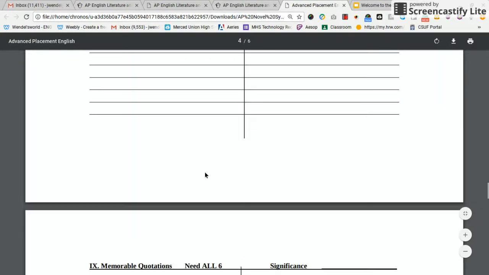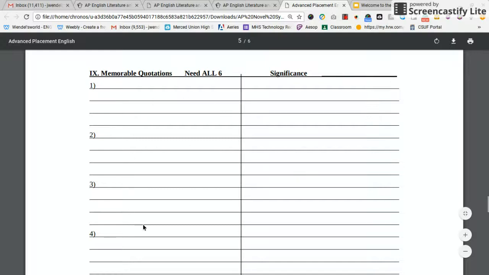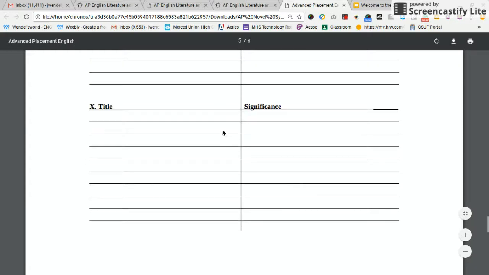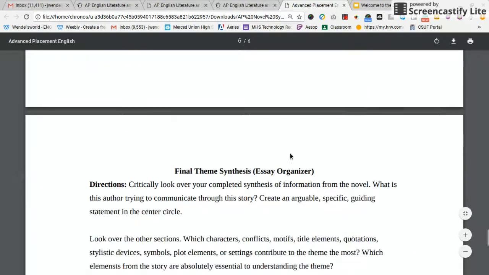Down here, memorable quotations, probably spoken by the actual characters in the novel, and what the significance of them are. And then, of course, this is really connected to the theme oftentimes, is that title, Great Expectations. What's the significance of Great Expectations, or The Adventures of Tom Sawyer, or To Kill a Mockingbird? All right, why is that such an important title?